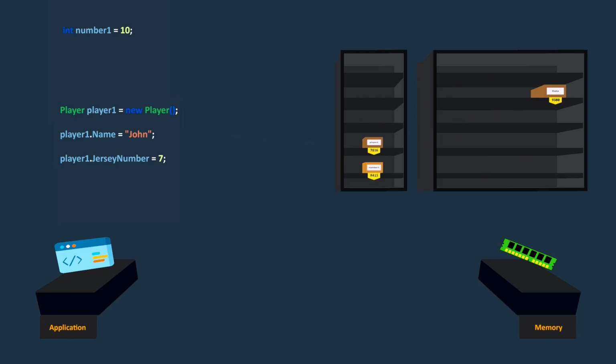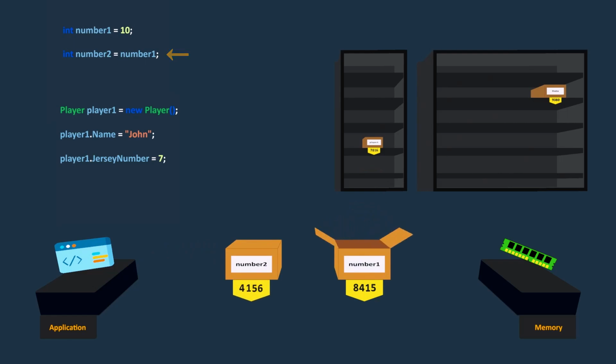Alright, these two types also have different assignment behaviors, which are important to understand for working with variables in C#. So, let's begin with value types assignment behavior. When we assign a value type variable to another variable, the value is directly copied from one variable to another. Let's illustrate this assignment behavior with an example. As you can see, we have a variable named number1 with a value of 10.